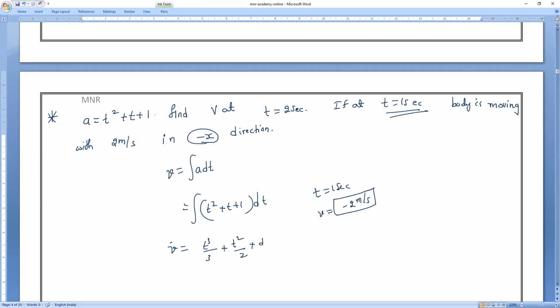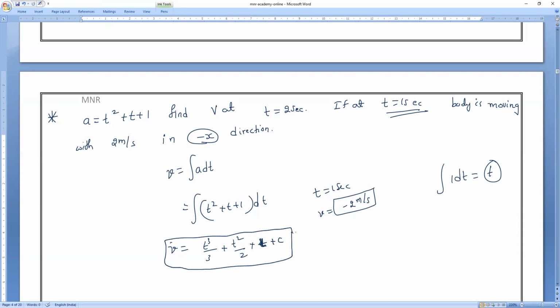Sorry, integration of dt. Integration of 1, what is that? Dt means 1. What is the answer, everybody? Integration of 1 dt is t only. So what will come here? T. And is it a definite or indefinite integration? Indefinite integration, so we have to put plus c.